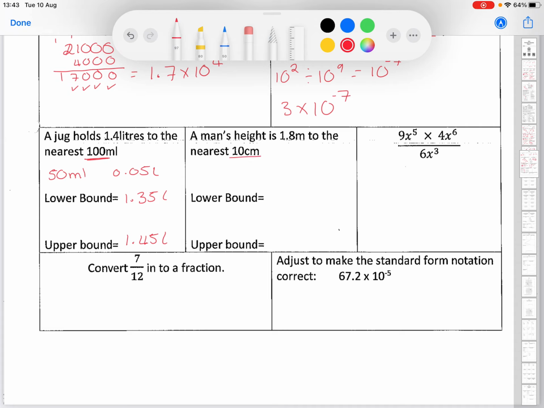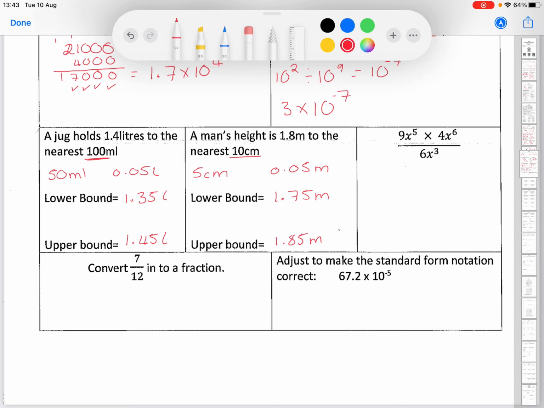A man's height is 1.8 metres to the nearest 10 centimetres. We half our 10 centimetres, get 5 centimetres. We want that in metres though, so that's going to be 0.05 metres. For the lower bound, we're going to subtract that, so we're going to get 1.75 metres. And upper bound, we're going to add that, so 1.85 metres.